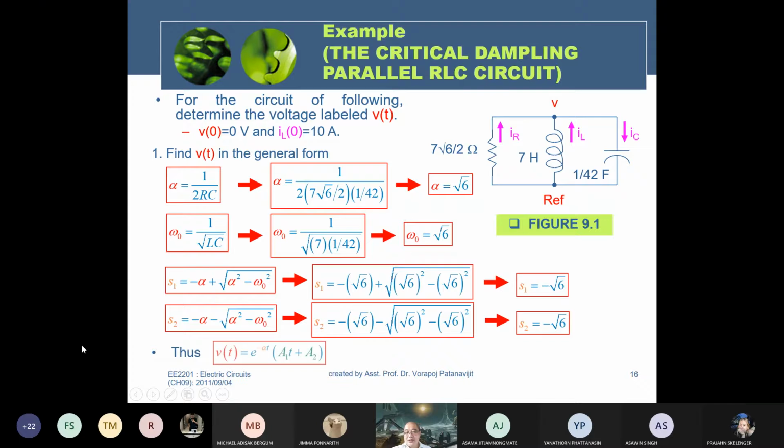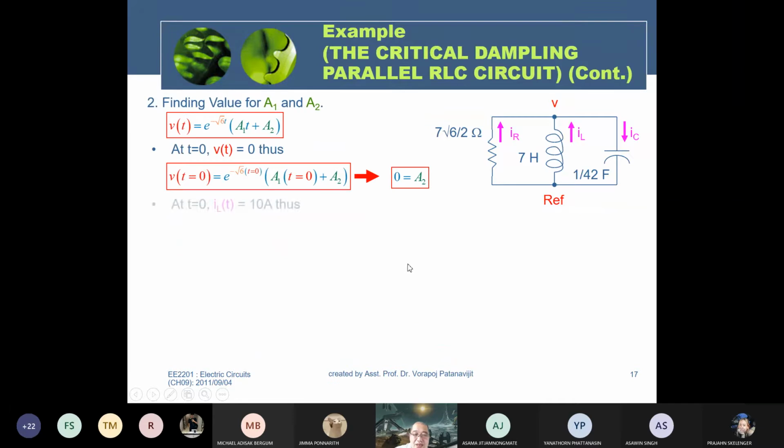Substitute them in here, where square root 6 appears. Now you must determine A1 and A2 for this step. You can determine A1 and A2 from the initial conditions: V at time 0 equals 0. Substitute everything: anything to the power 0 gives 1, and t equals 0, so A1 multiplied by 0 gives 0. Therefore, you can determine A2 from this equation, and A2 equals 0.